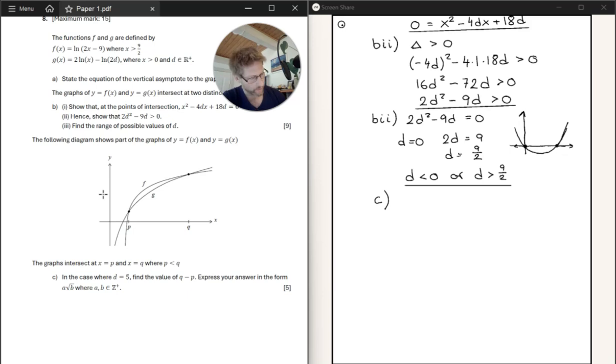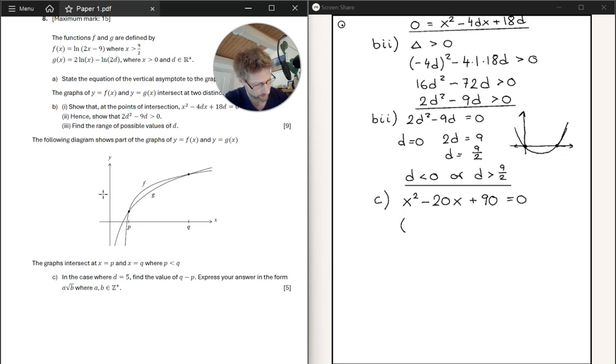For c, when d is 5, then the equation that we are solving actually becomes very concrete. To find the values of x, we solve x squared minus 4 times t times d, that's 20x, plus 18 times d, so 18 times 5, that's 90, equals 0. That's how to find the x coordinates. So in fact, when we solve this quadratic equation, the solutions we get are actually the values of P and Q.